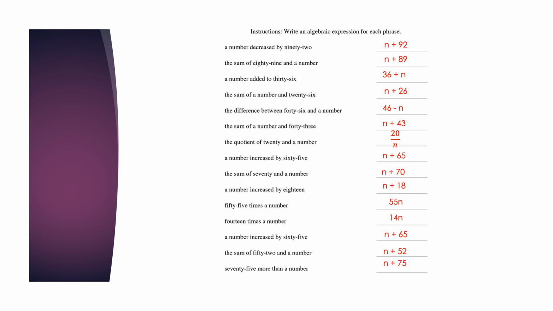Next up, 55 times a number. That would be 55n. And after that, it would be 14 times a number. That would be 14n. Then it's the number increased by 65. That's a repeat of the question. I got this question out of a workbook. That should also be n plus 65. And the sum of 52 and a number, that's n plus 52. The sum means add, of course. And 75 more than a number. More than, less than. Last shall be first, first shall be last, n plus 75.